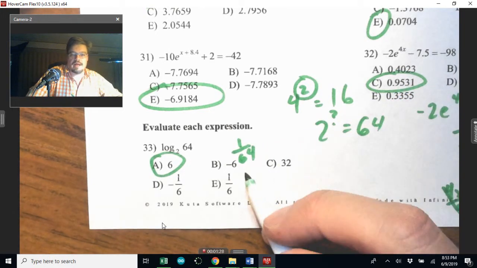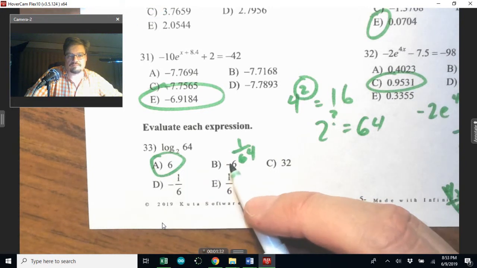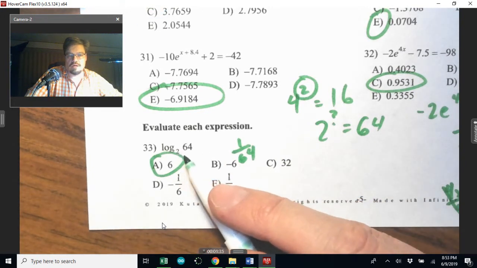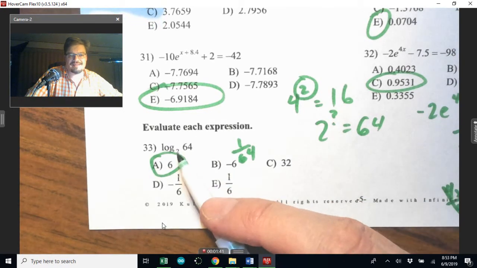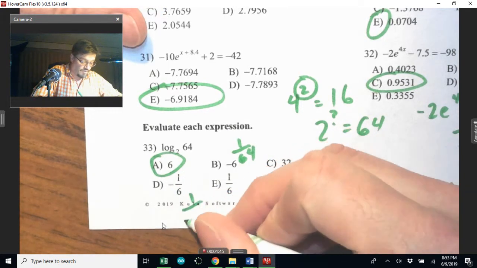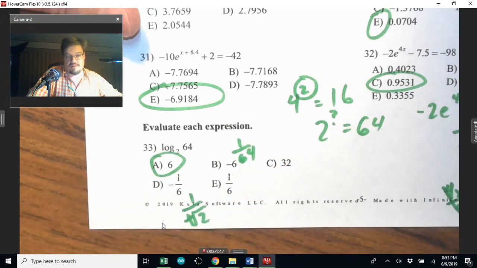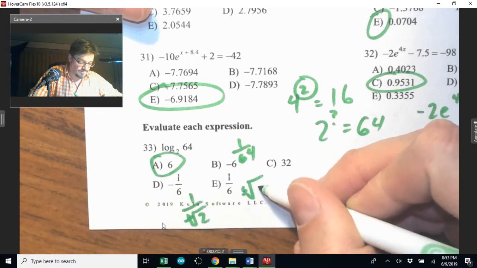If I would have said 2 to the 32 power, that's incredibly large. I don't even know if your calculator would do that. If I said 2 to the negative 1/6, then that would be 1 over the 6th root of 2, which would be a very small number. And then this would just be the 6th root of 2.